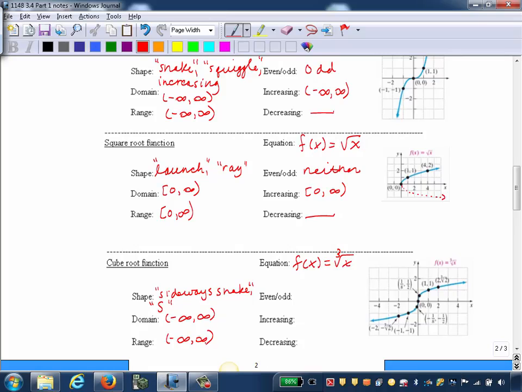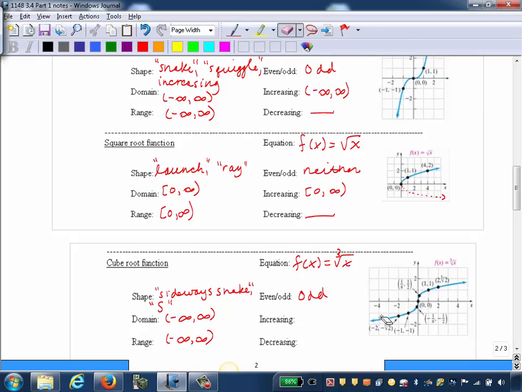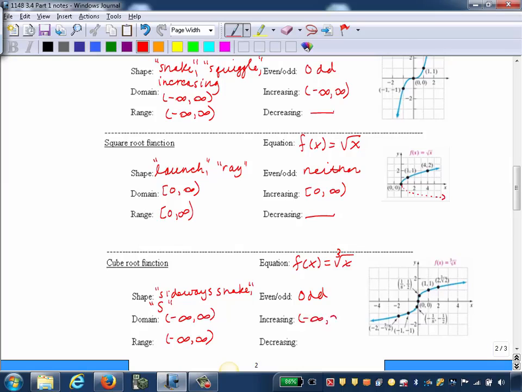We can observe symmetry with respect to the origin, that rotational symmetry, so this is an odd function. And here, if we trace from left to right, everywhere we go, this graph is rising. So everywhere we go, it's increasing. So from negative infinity to infinity, it's increasing, and it's never decreasing.